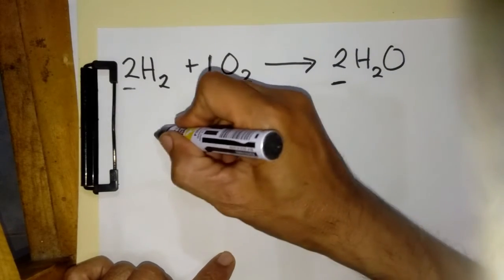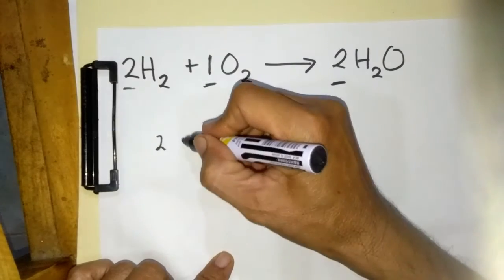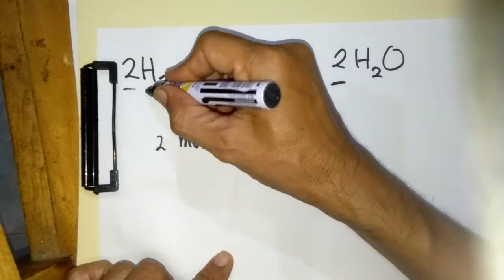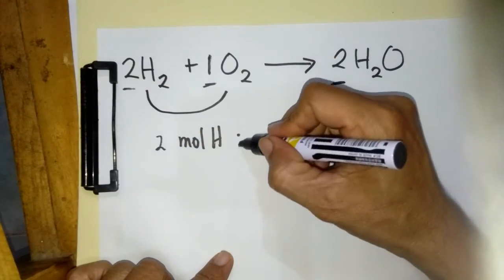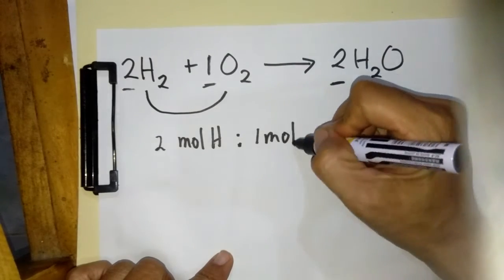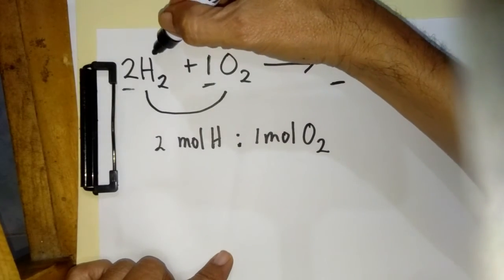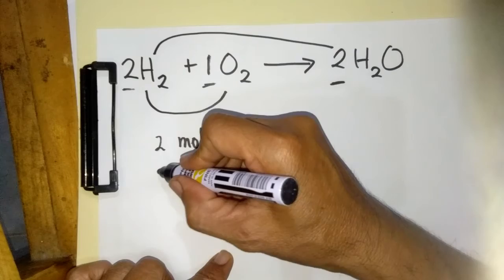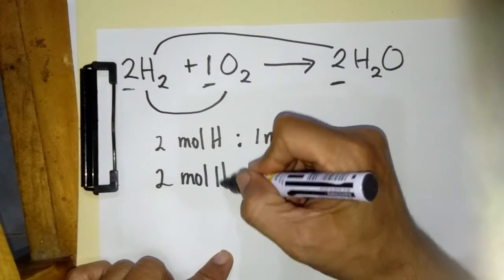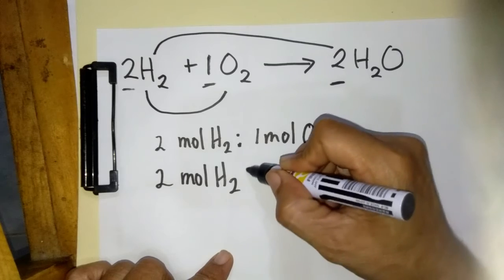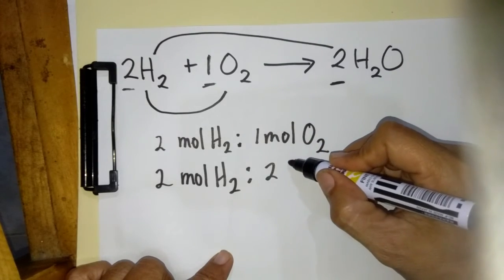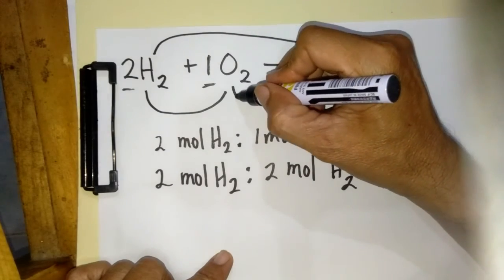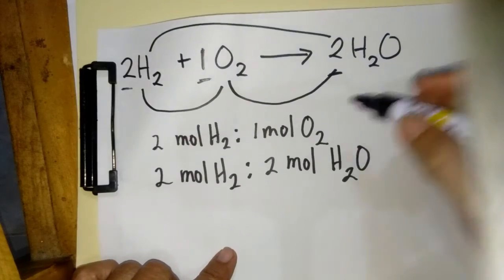So our mole ratio here is 2 moles of H2 is to 1 mole of O2. Another one, 2 moles of H2 is to 2 moles of H2O. And then we have also this one, 1 mole of O2 is to 2 moles of H2O.